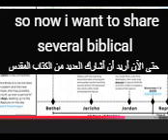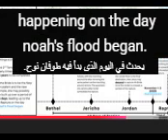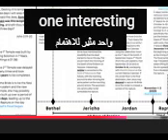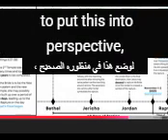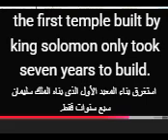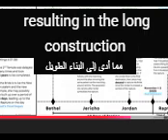Then we would be raptured to heaven as the flood or tribulation begins. So now I want to share several biblical passages that lend support to the first rapture happening on the day Noah's flood began. One interesting detail I noticed in John 2 is that the second temple took 46 years to build. To put this into perspective, the first temple built by King Solomon only took 7 years to build.